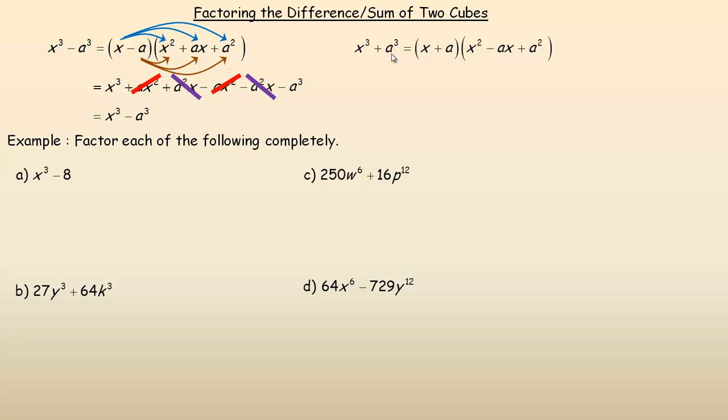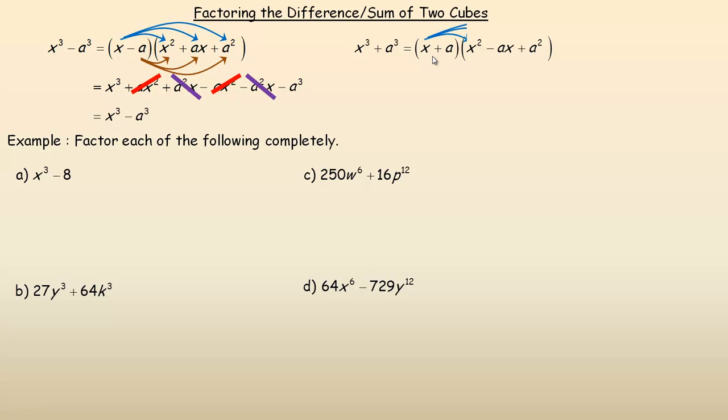So x cubed plus a cubed, one factor is x plus a, and the other factor, and notice how similar this trinomial is to this one. The only difference is the sign in the middle. But again, this sign is always the opposite of this. So it's the sum of two cubes, the binomial has the plus, and the trinomial has the minus in the middle. Otherwise, this term really is very similar to this one.